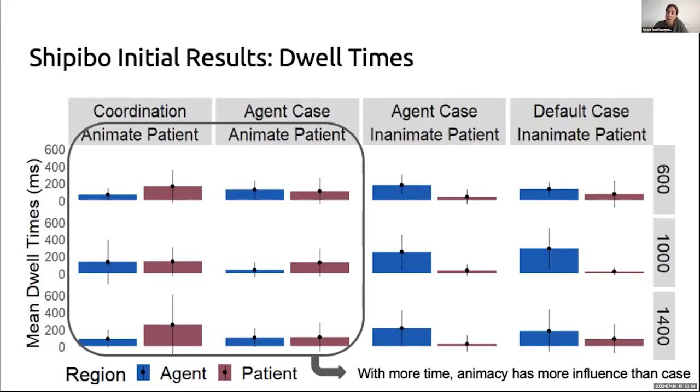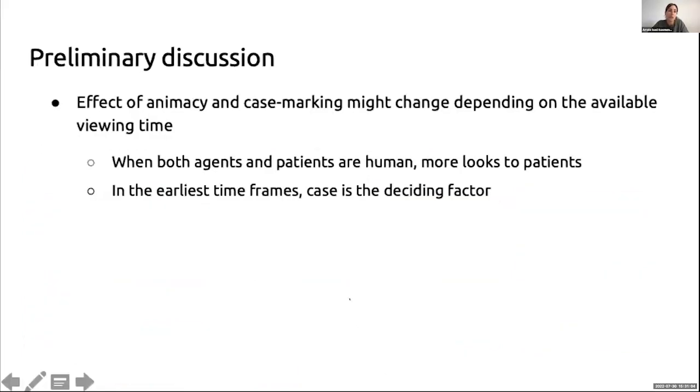So in contrast to the earliest time window, 300 milliseconds, what we see in the later time windows is that animacy and not case is the factor that determines looking patterns. The main ideas from this pilot study on Shipibo are that there are effects of animacy and case marking, but these two effects might change depending on the available viewing time. Another finding is that when both agents and patients are human, there were more looks to patients, and that in the earliest time frame, when the presentation time was only 300 milliseconds, case seemed to be a deciding factor.